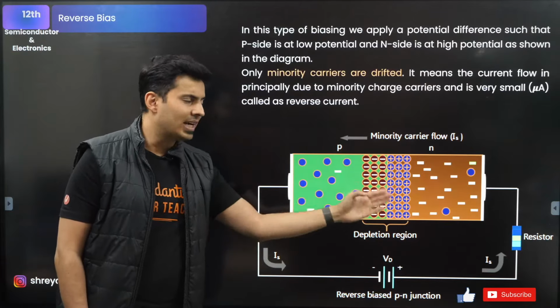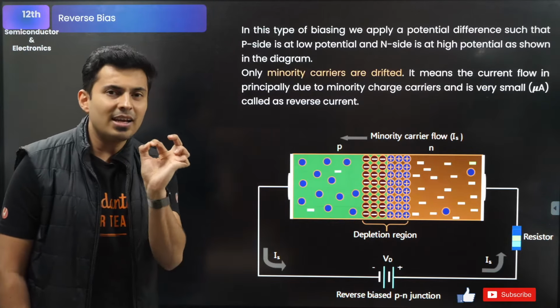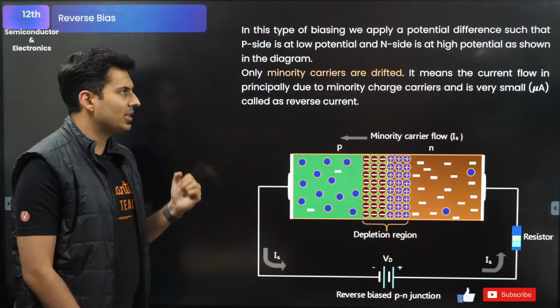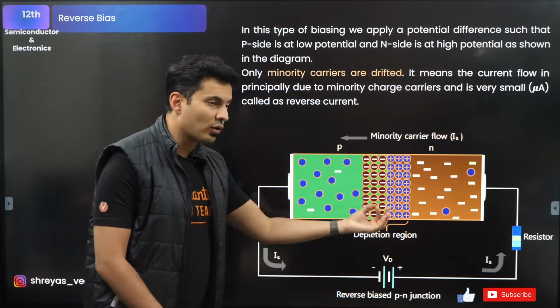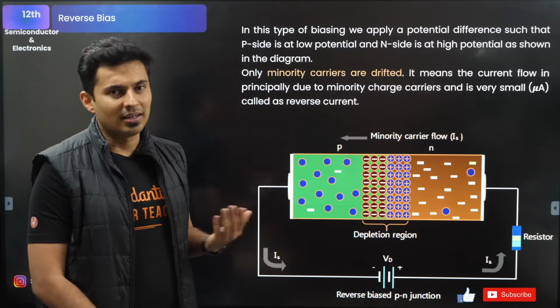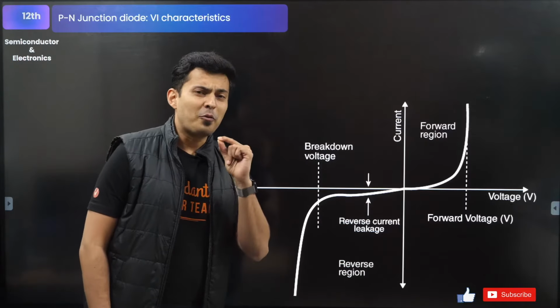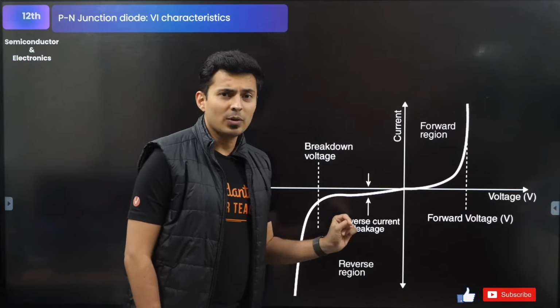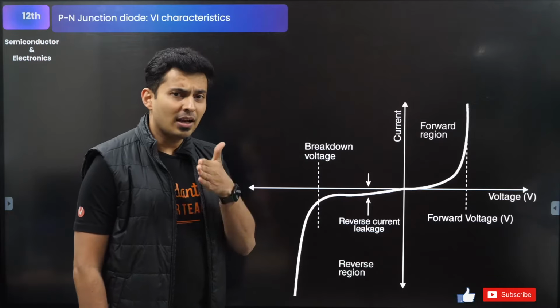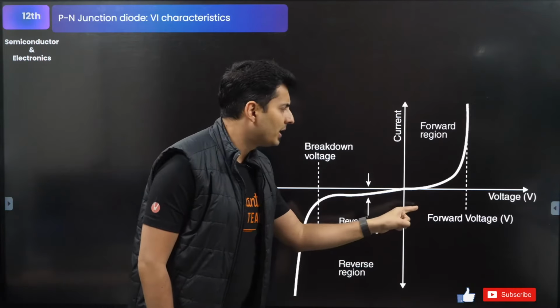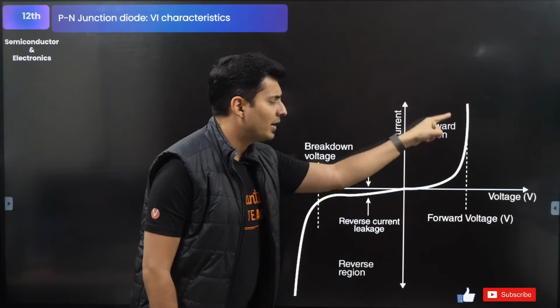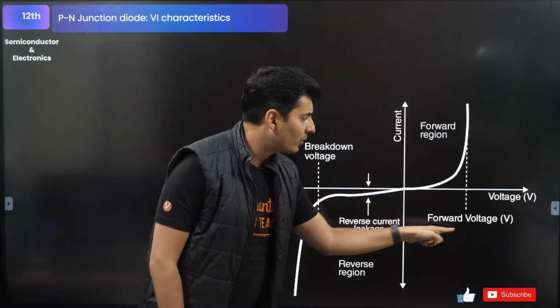So the moment you connect it in reverse bias, a very, very small current, often called the leakage current, is going to flow in the circuit. It's as good as nothing. And that's why you see a very beautiful graph of current versus voltage. The moment you apply any voltage above the barrier voltage, you will see a decent amount of current flowing through the circuit in forward bias.